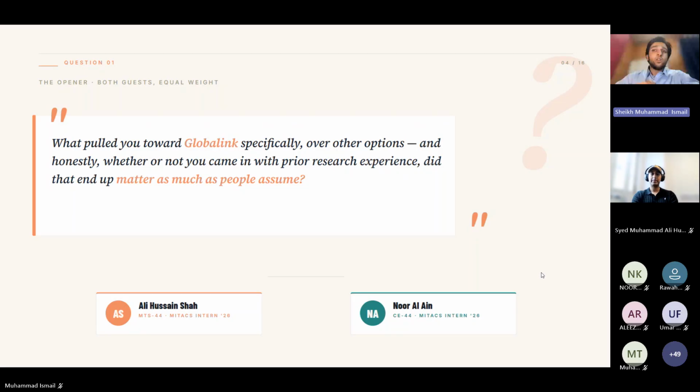So, Sir Ali, let's start with you, I guess, because you have made various international trips and explored different study programs. So, you have some idea when comparing this research internship compared to other global or Pakistan based research internships.